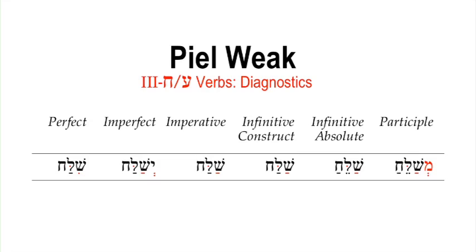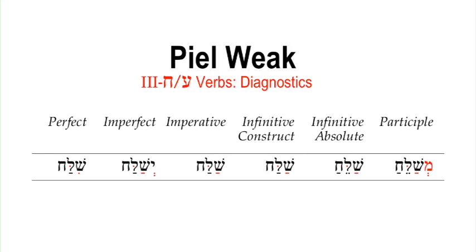So let's begin by looking at the third chet ayin category of weak verb on your screen. You'll see here that these verbs have chet or ayin as the third root letter. Our example from shalach has chet in the third root position. And all of the strong verb diagnostics are maintained in each of the six conjugations.